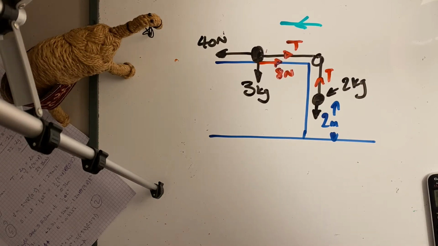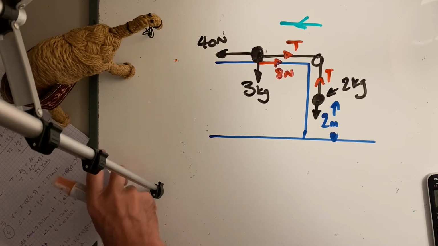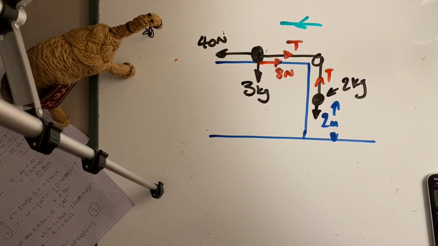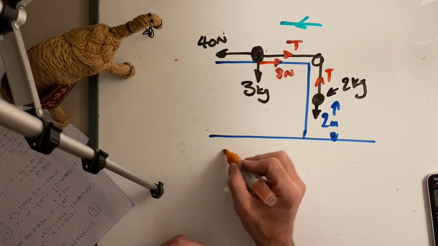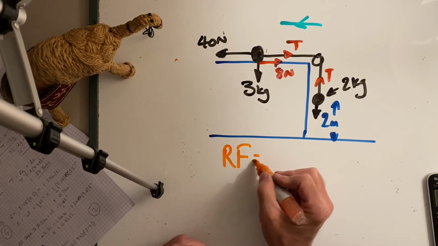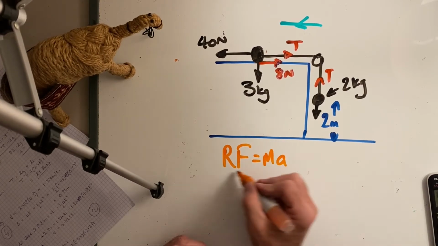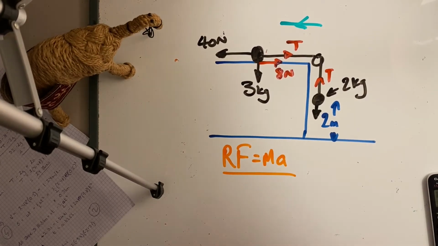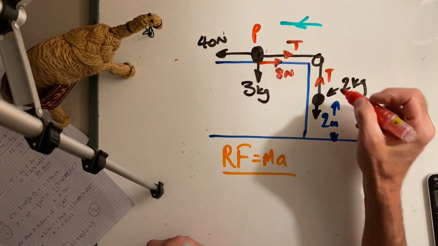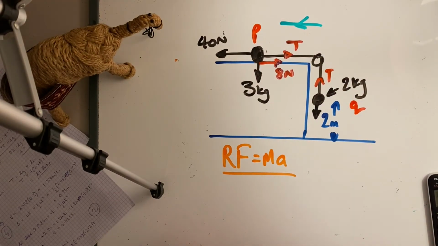Show that the magnitude of the acceleration of each particle is 2.48 meters per second squared. So I've got to find the acceleration, and so resultant force is going to be the mass times the acceleration. That's old Newton's law. So I'm going to do it for P and I'm going to do it for Q. So this is our P here, and that's our Q here. So let's just look at what happens at P.